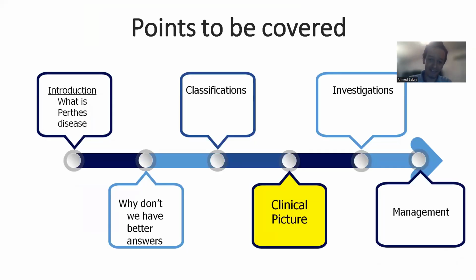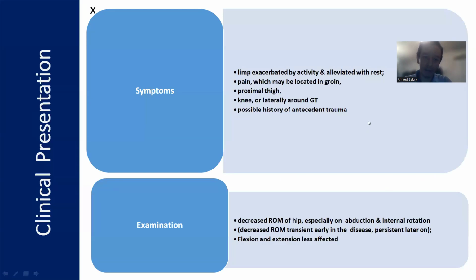Clinical picture. The symptoms: usually there's a limp exacerbated by activity and alleviated with rest. Pain which may be located in the groin. It can go to the knee or laterally.